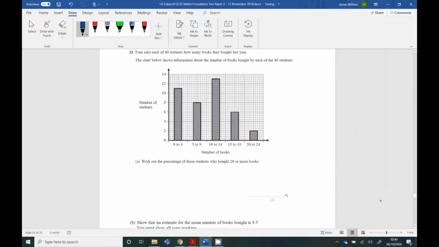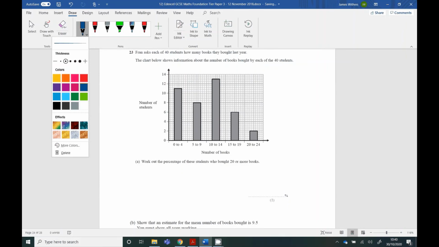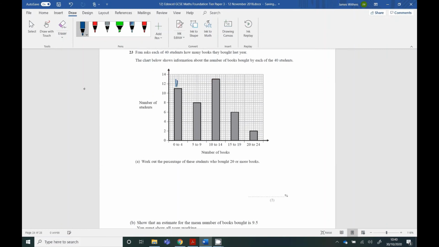Question 23. Fran asked each of 40 students how many books they bought last year. The chart below shows the information. So let's see how many students for each column. For this first column, how many students read between 0 and 4 books? That's 11. Then 5 to 9 books, that's 8. 10 to 14, that's 13. 15 to 19, that's 6. And 20 to 24, that's 2.